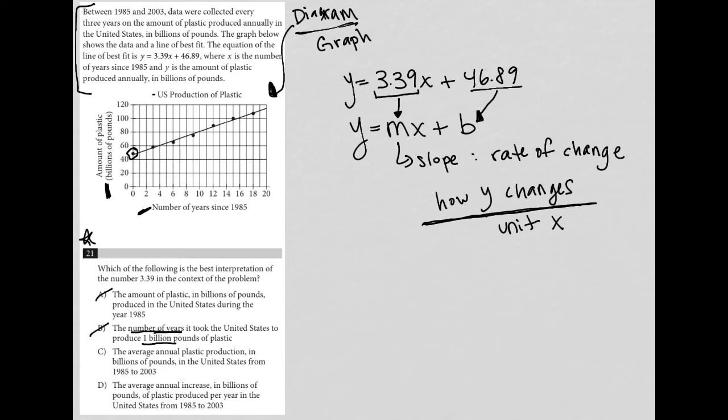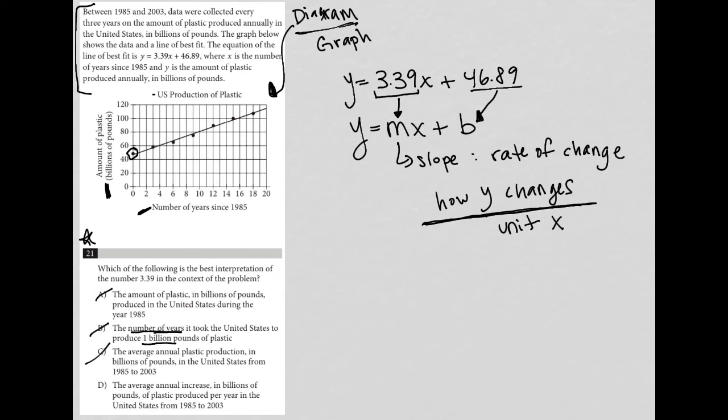Choice C says the average annual plastic production in billions of pounds in the United States from 1985 to 2003. So that's pretty good, but the average annual plastic production, again, that's a single value, right? If I average all those numbers together, I'm going to get one single average, one number that represents the average. So it's not telling me how y changes, so C is gone.